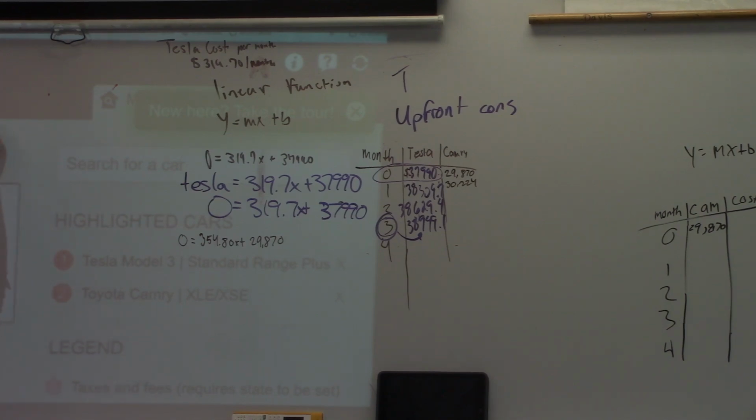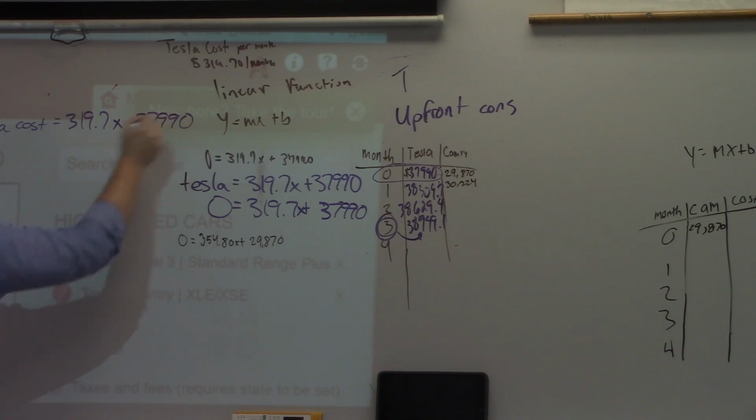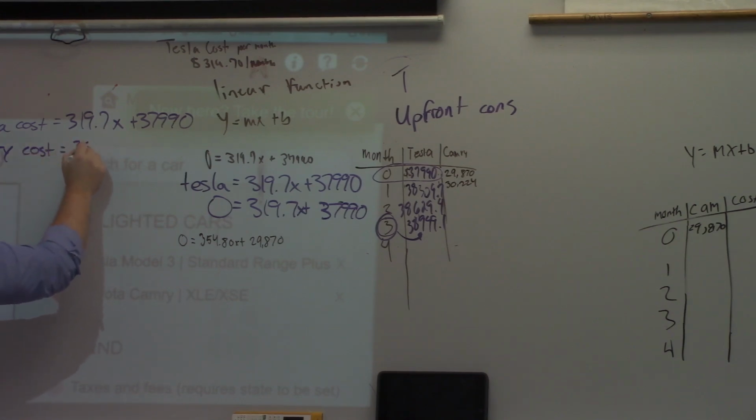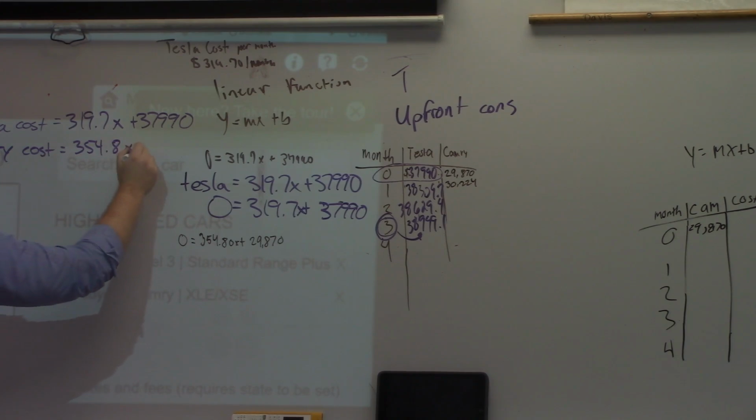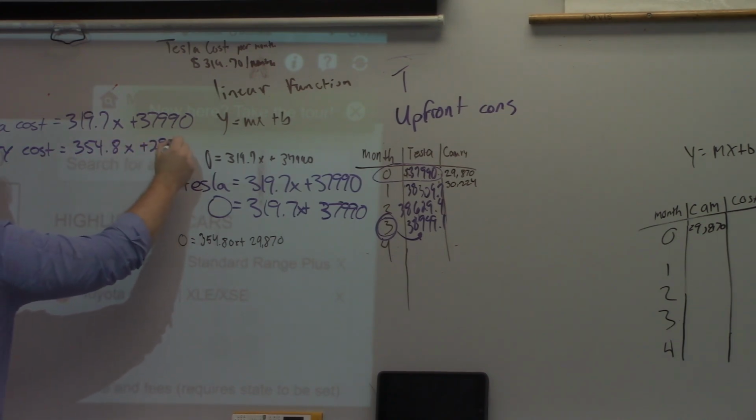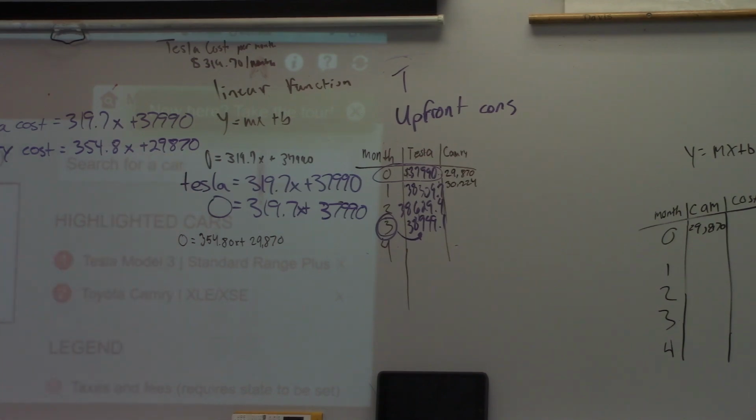So, the Tesla cost is 319.7x plus 37,990. The Camry cost is 354.8x plus 29,870. So guys, we already talked about this: in the short run, which one's going to cost more? The Tesla costs more. In the long run, which one costs more? The Camry.